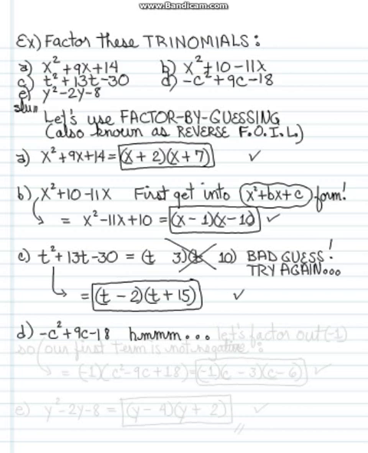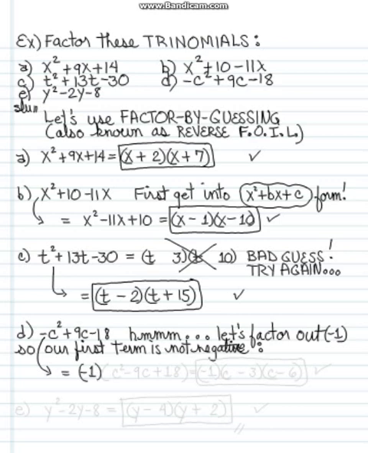Part D, we're going to factor negative c squared plus 9c minus 18. I don't like that negative sign in the front. So let's factor out the negative 1 from every term in order to get our squared term in the front to be positive. It's easier to factor that way. Okay, so we take the original question and we'll factor out a negative 1. It's equal to negative 1 times parentheses c squared minus 9c plus 18. And now we'll work on factoring the stuff in the second parenthesis.